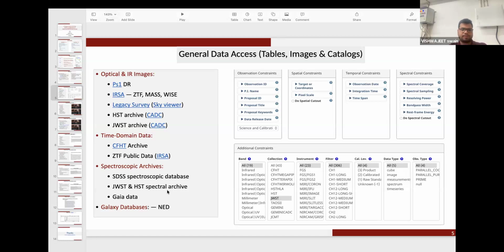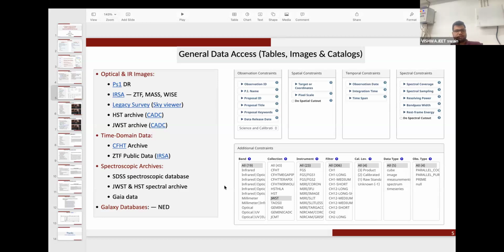And then for the spectroscopic data, again SDSS is famous for spectroscopy. They have observed lots of spectra for stars, quasars, AGN, and so on. Even though it's very old, it is still robust if you want spectroscopic data. And currently JWST is also observing spectra in the infrared, so if someone is looking into infrared spectroscopy, they can utilize the JWST data. And there are also spectra observed by Gaia. And last is the galaxy database.